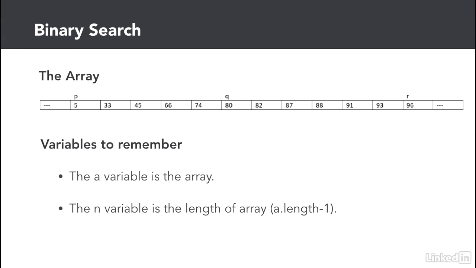We have 3 key variables. P is the index of the first element, Q is the index of the midpoint, and R is the index of the last element. We're going to be using these variables in our algorithm. A couple more to remember is A, which is just going to stand for the array, and N, which just means the length of the array. In our code, we're actually going to write out A.length minus 1. It's equivalent. Just know that when I refer to N, I'm referring to the length of the array.